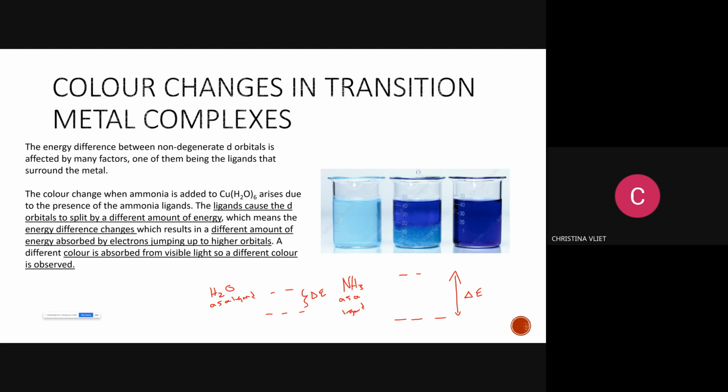So what's being stated here is that the ligands you have cause the d orbitals to split by different amounts, the top and the bottom ones, which results in a different amount of energy being absorbed by electrons when they jump from the low to the high. A different amount of energy results in a different color being absorbed because energy relates to wavelength. So a different color being absorbed from the visible light spectrum would cause a different color to be observed. And that's how you have to explain it.